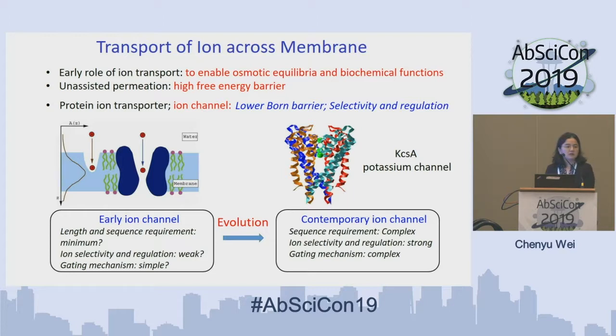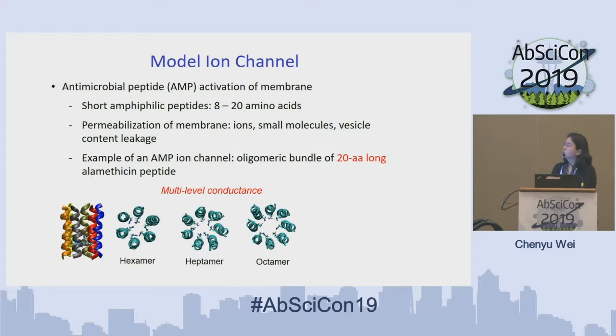However, different from the contemporary ion channel, which has very high sequence requirement and very high ion selectivity, we expected that in early ion channels, the length and sequence requirement is rather minimal and the ion selectivity is rather weak. So to understand the formation of early ion channels, we use a model system. The model ion channel we use is formed by antimicrobial peptides. It is rather short, with only 8 to 20 amino acids, and it is amphiphilic.